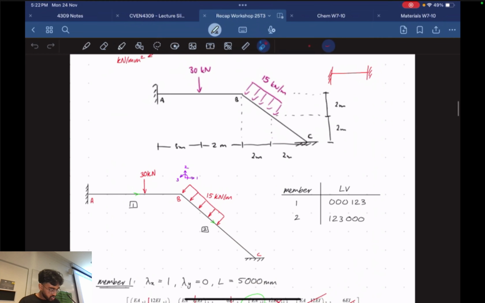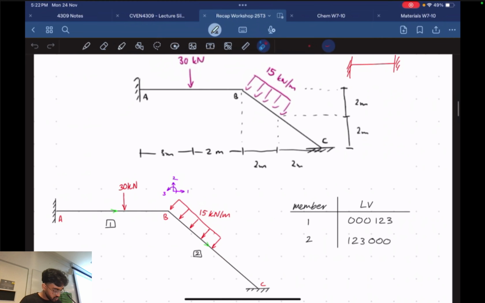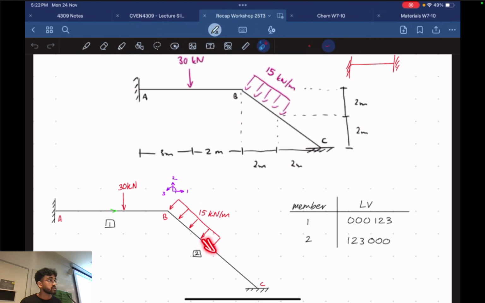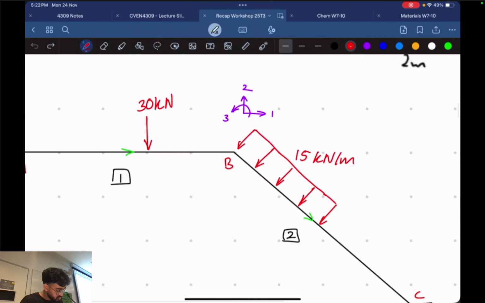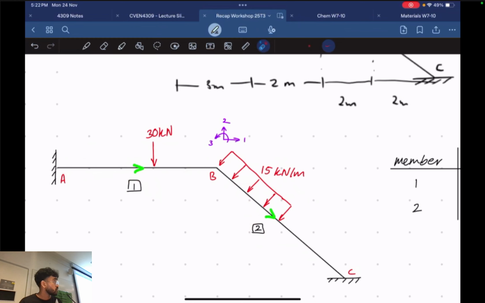So I've labeled my structure. I've labeled the directions. This one's going this way, this one's going this way. Let me make it a bit more evident. And this one is going this way. Next, my degrees of freedom. I've also labeled member 1, member 2. And now my degrees of freedom. At a fixed support, there are no degrees of freedom; it's fully restricted. At a joint, you're going to have 3 degrees of freedom. Again, at a fixed support, none.